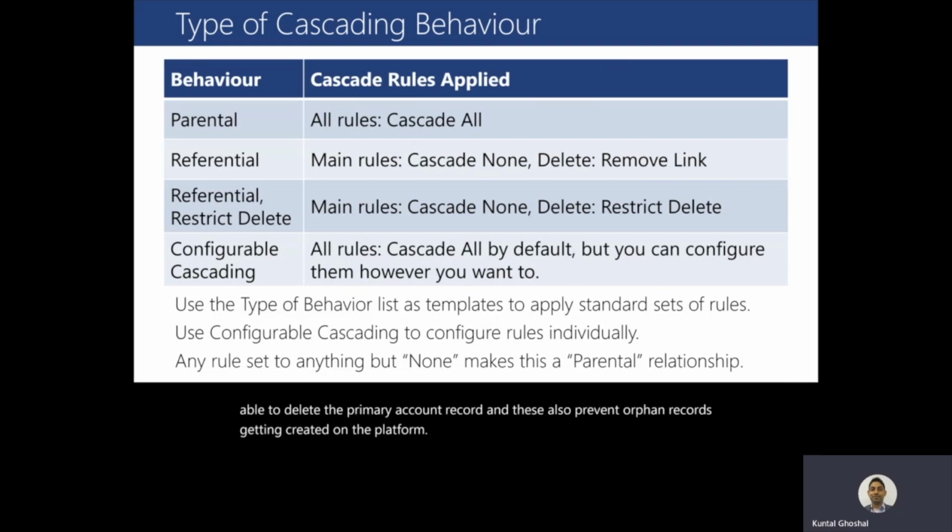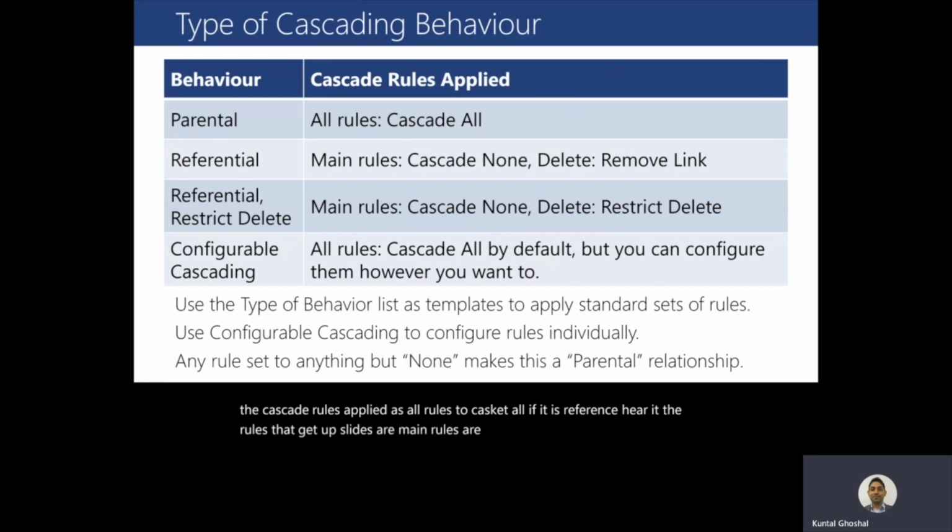So these are some of the types of cascading behavior. If it is parental, all the cascade rules are applied: all rules are cascade all. If it is referential, the rules that get applied are: for main rules, cascade none.